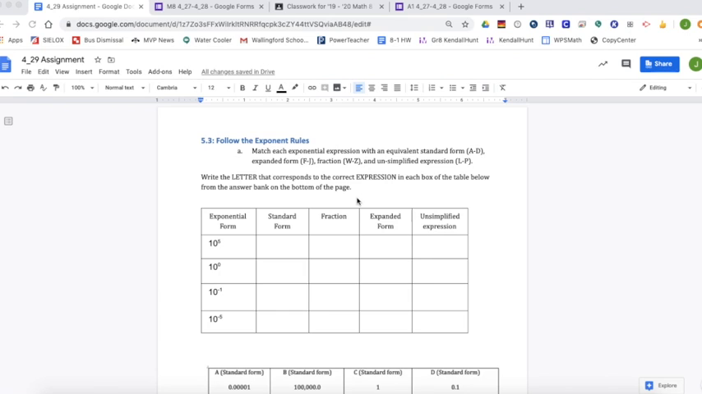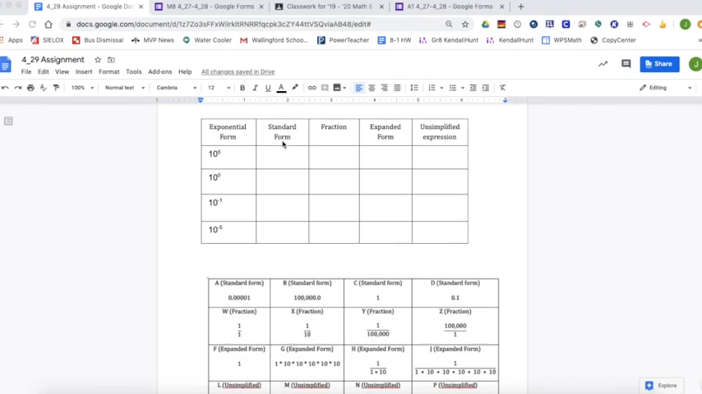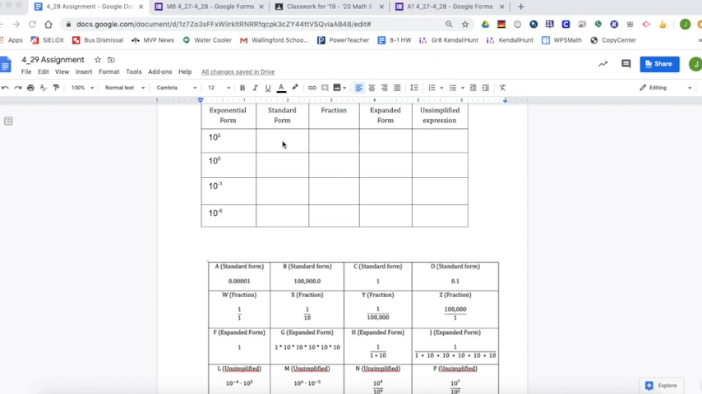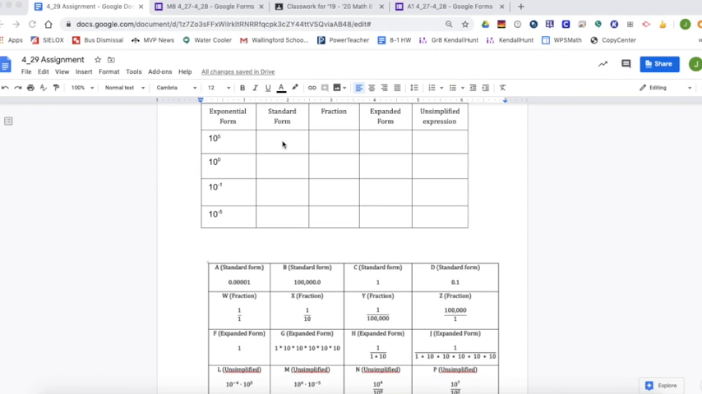So basically your assignment is going to be to follow the exponent rules. So it's going to be a big matching. In class, I give you a little card sort type of thing because I think that's a fun activity, but I don't have the ability to give you cards. So here's our next best thing. We have 4 exponents: 10 to the 5th, 10 to the 0, 10 to the negative 1st, and 10 to the negative 5th. In the table down below, you have different things in standard form, fraction form, expanded form, and an unsimplified form. Your goal for today is to match them, to put them where they belong.